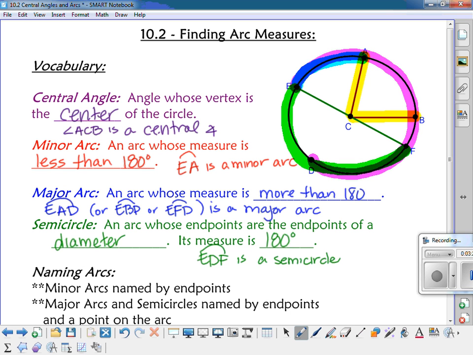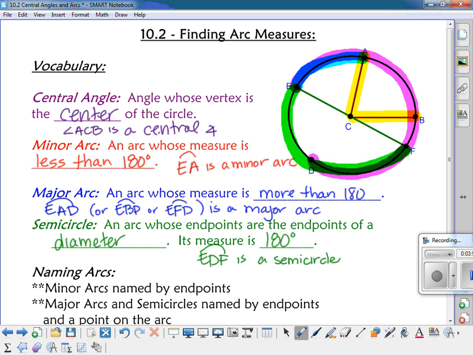Why do you need 3? Well, I wouldn't know which side of the circle you meant if you just said EF. It might matter which side, depending on the problem. So you need to use 3 letters, because if I just said EF, it might be EDF or it might be EAF. I won't know which half you're talking about. And it could make a difference on a problem that you're doing.